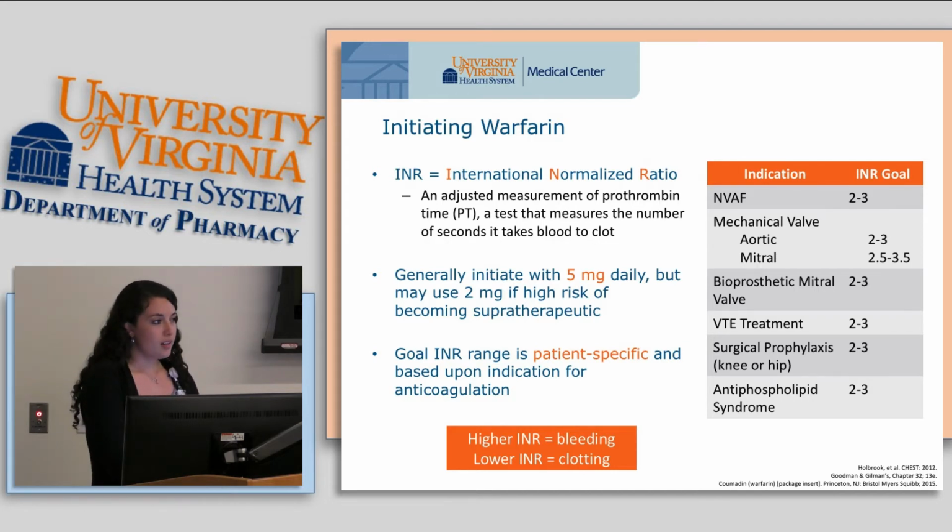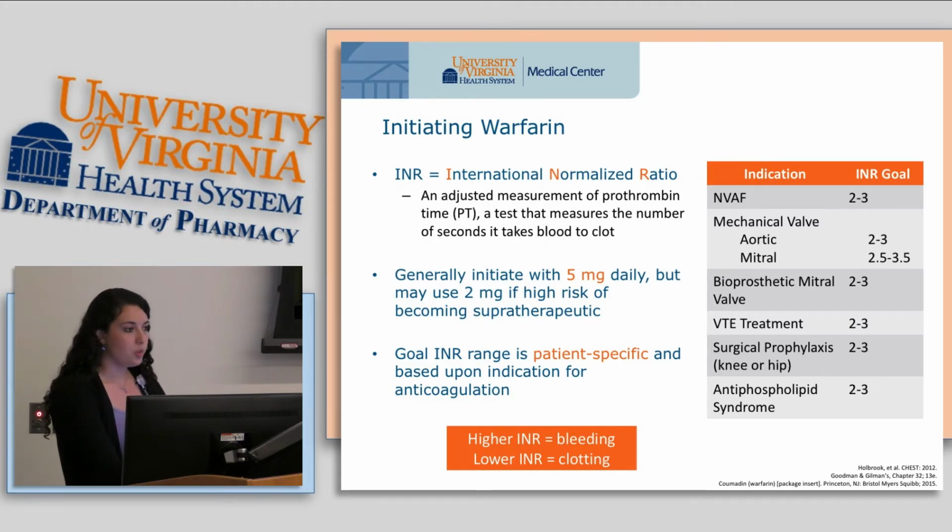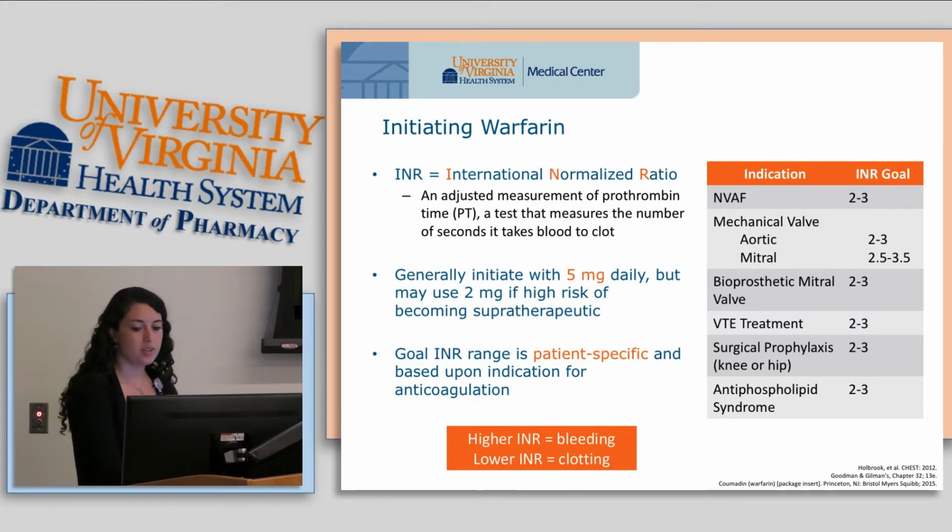So the goal INR is patient specific and is based on the indication. So the chart here on the right shows multiple different indications, and you can see most of them are 2 to 3. So for non-valvular AFib, treating of venous thromboembolism, surgical prophylaxis, and then also some of the hypercoagulable disorders, they're all 2 to 3. But then a mechanical mitral valve is 2.5 to 3.5.